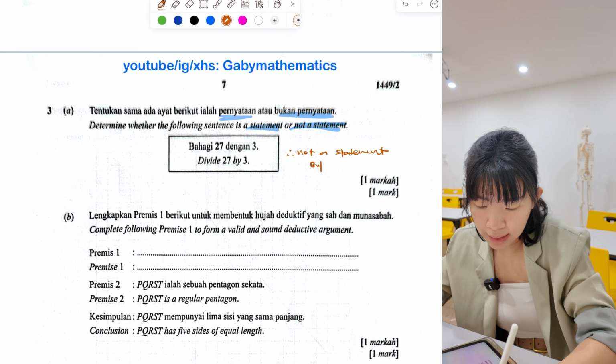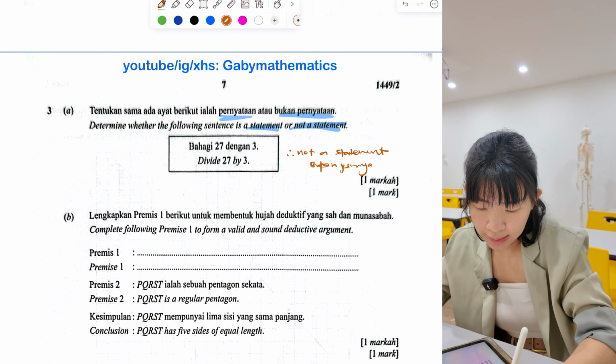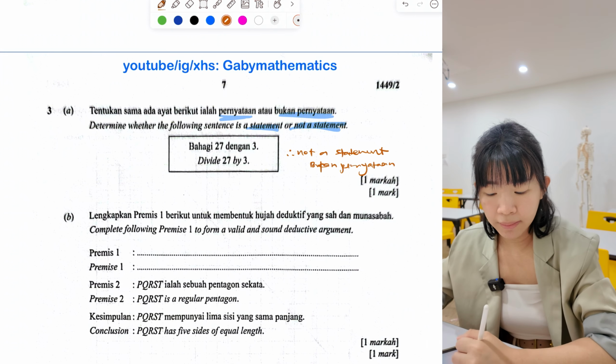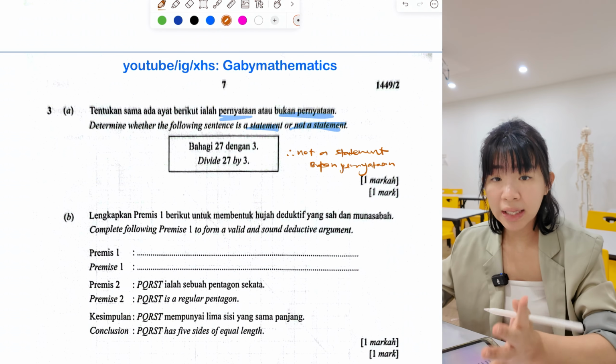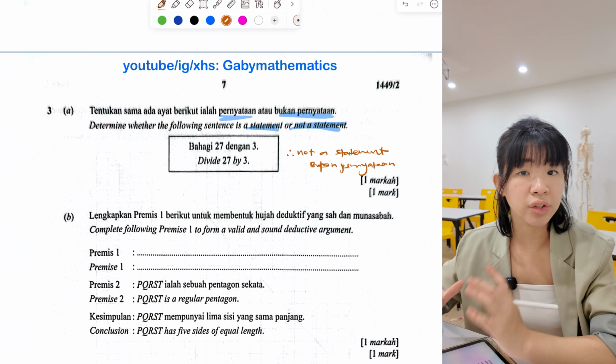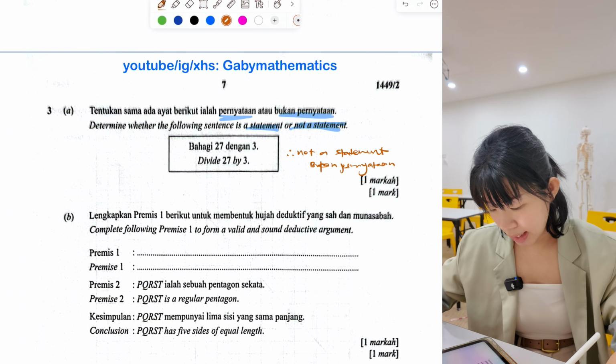So this is bukan pernyataan. Because there's no answer given, and if there's no answer, meaning you can't tell whether it is true or false, it is not a statement. Okay, let's look at B.